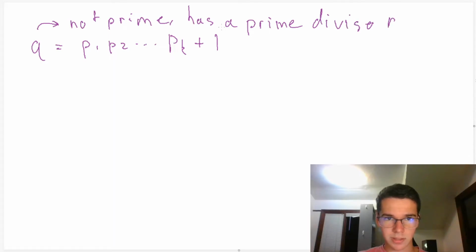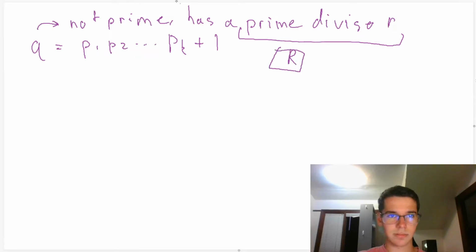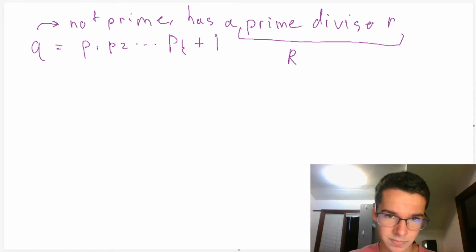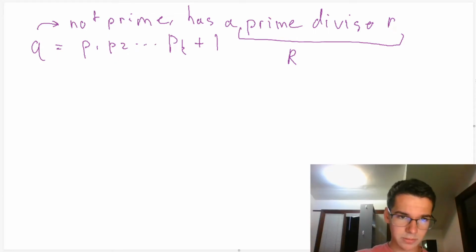So we're going to keep this in mind. This is going to be our statement R, and we know that we've proven that R is true, that Q has to have a prime divisor as per lemma 2.1. Right? Okay? So that's cool.